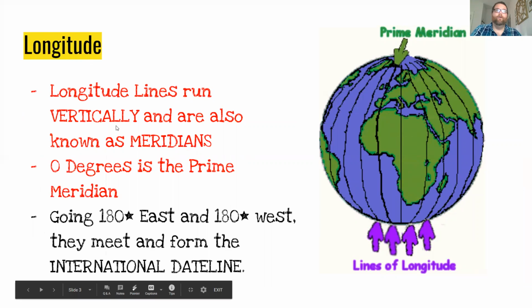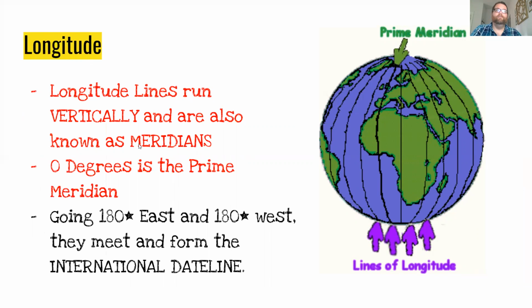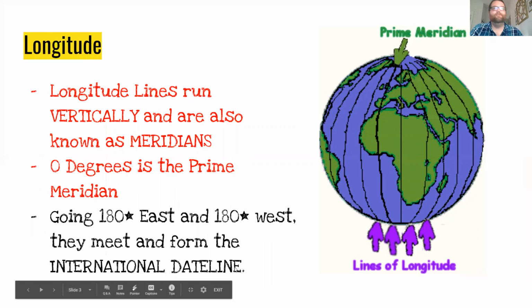Next, we have the longitude lines. Longitude lines run vertically and are known as meridians. 0 degrees is the prime meridian. Going 180 degrees east and 180 degrees west, they meet at the international date line.